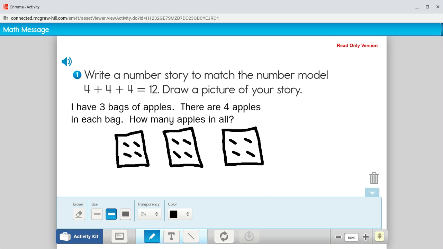So I want for you to write a number story to match this number model. Here's my example. Pause the video and go ahead and create your own number story using 4 plus 4 plus 4. And we'll come back and we can share.